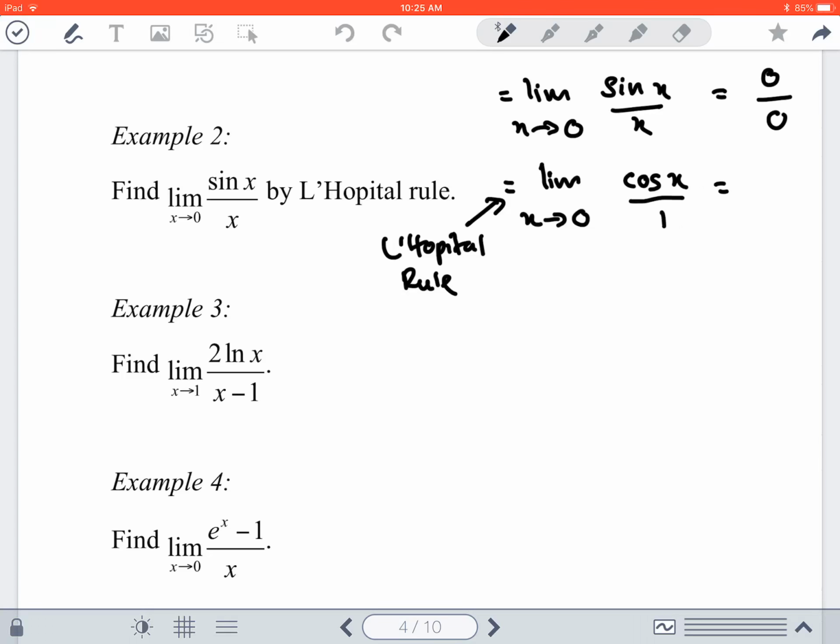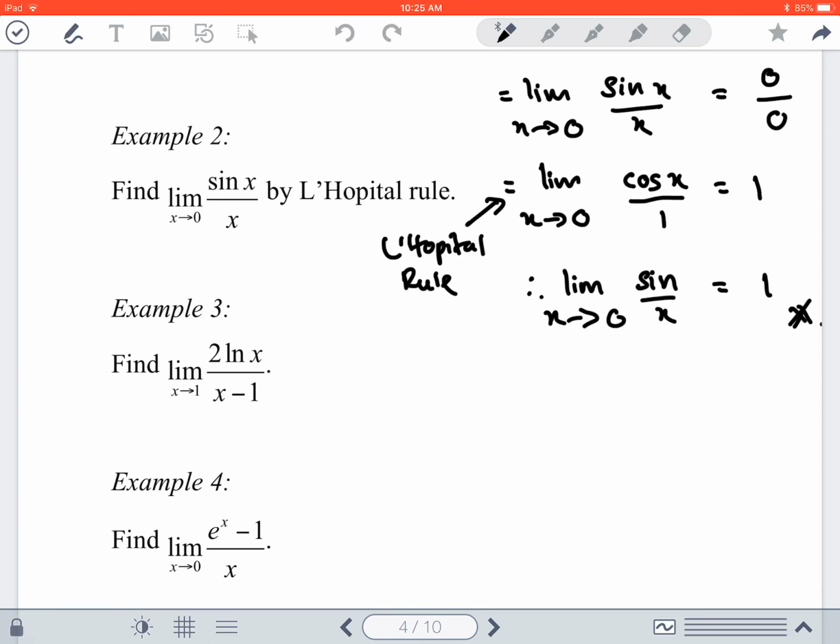When you replace x equal to 0, so you got cos 0, so the answer is 1. So now we can get the value. As a conclusion, by using the L'Hopital rule, we find out the limit of sine x over x when x is approaching 0 is equal to 1.